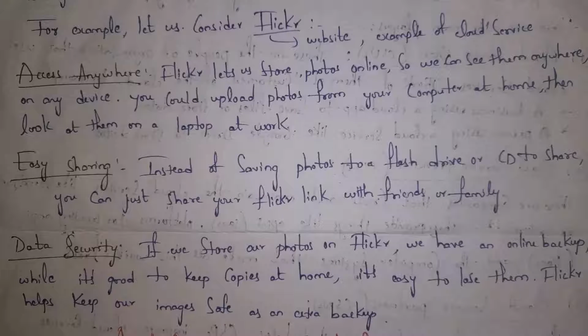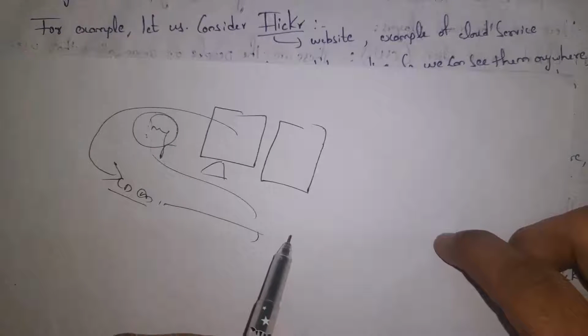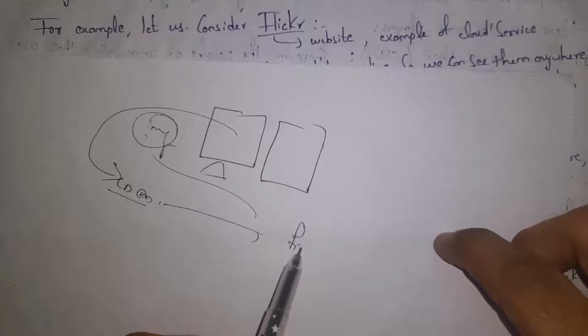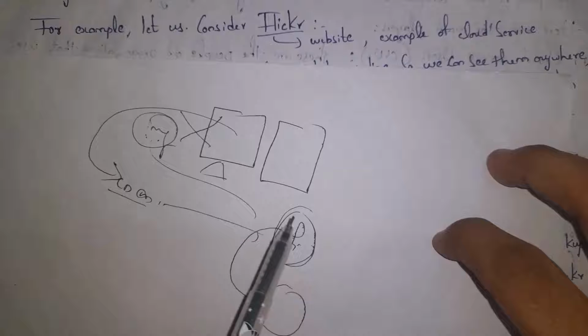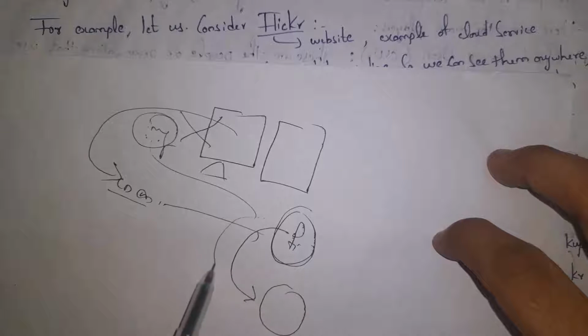And the third point is data security. If you store your photos on Flickr, you have an online backup. While it's good to keep copies at home, it's easy to lose them. Flickr helps keep our images safe as an extra backup. Guys, normally whenever you upload your photos to the Flickr website, there is no need to keep extra copies on your computer because the Flickr website will store another copy on the safe side.